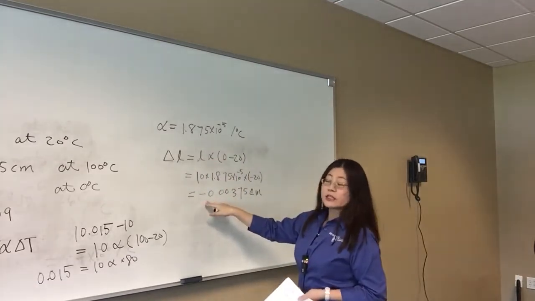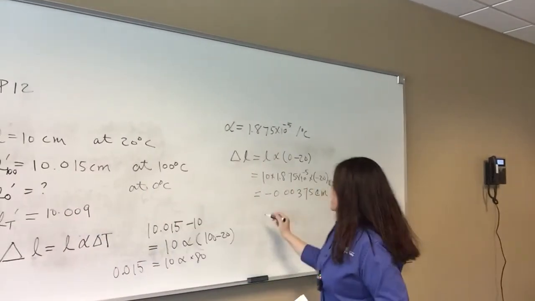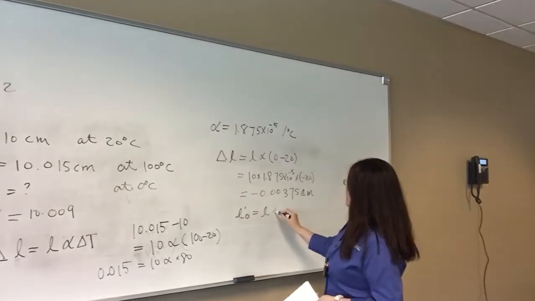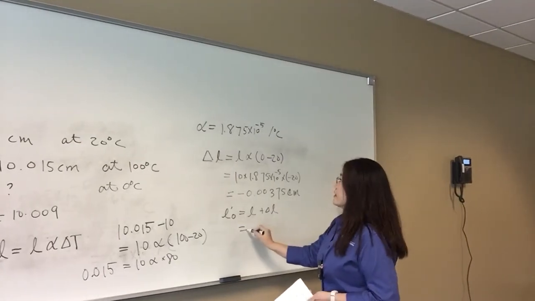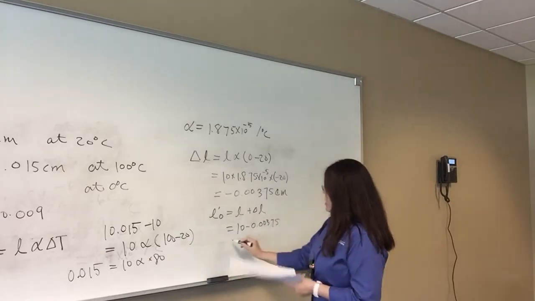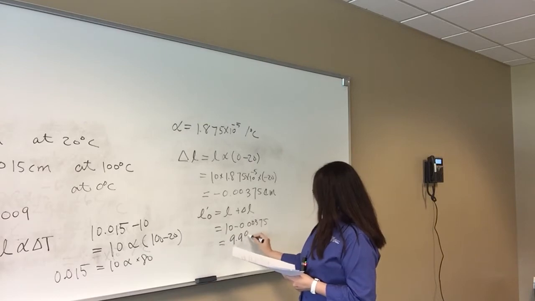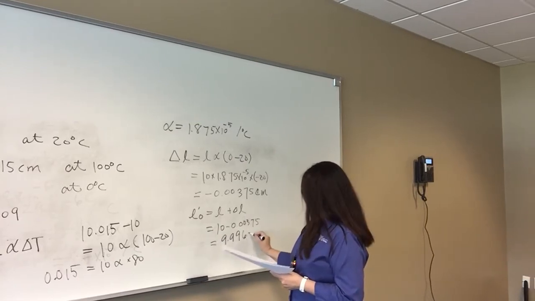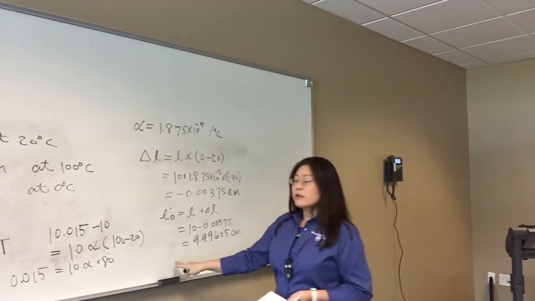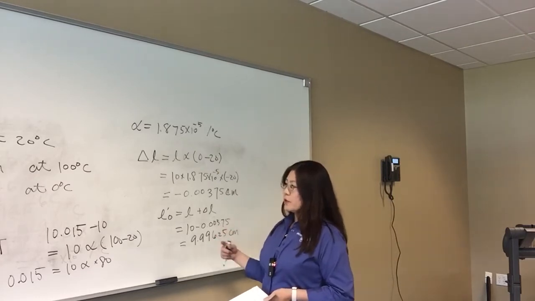Again, you can see that it is negative, and then you're going to find the L prime at 0 degrees. L prime at 0 degrees will be the original plus your delta L. So in that case, that will be 10 minus 0.00375. You will get the value that is 9.99625 centimeters. This is the final length when the temperature drops down to 0 degrees.